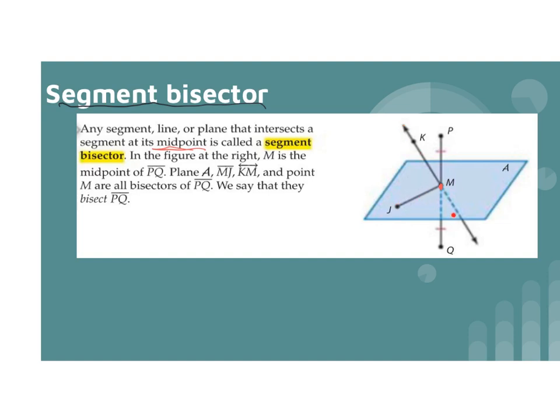segment MJ, line KM, and the point M there are all bisectors of PQ. So PQ is our main line. They all intersect PQ at its midpoint, which is M. So we say that they bisect PQ. So we have our points, our plane, our line, our segment and our line all bisect PQ at its midpoint M.